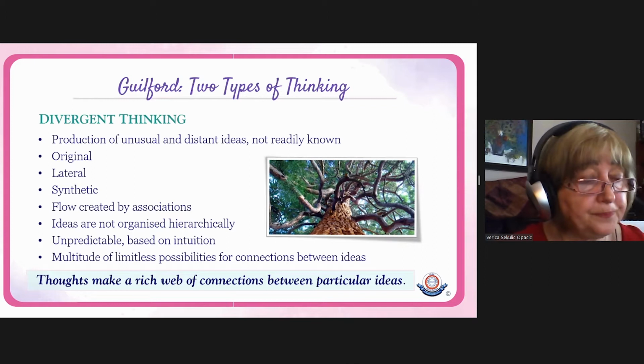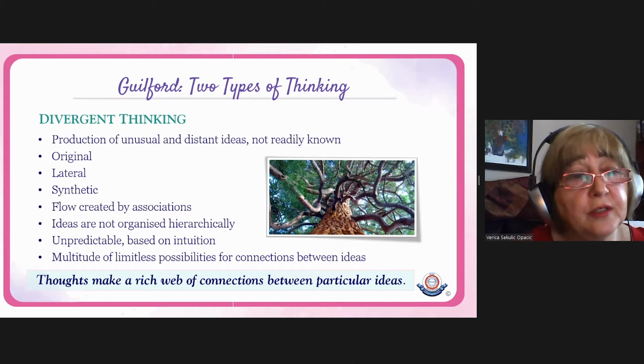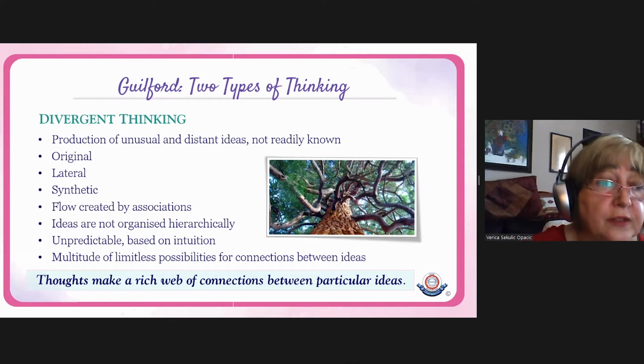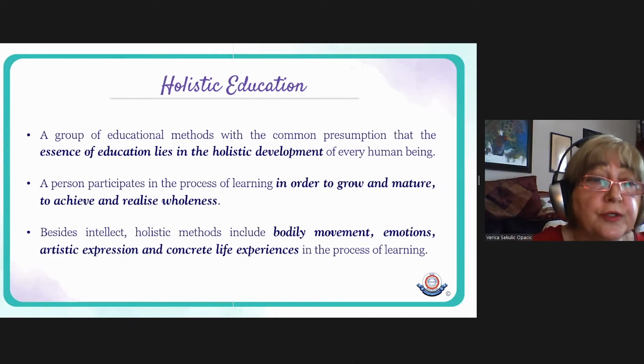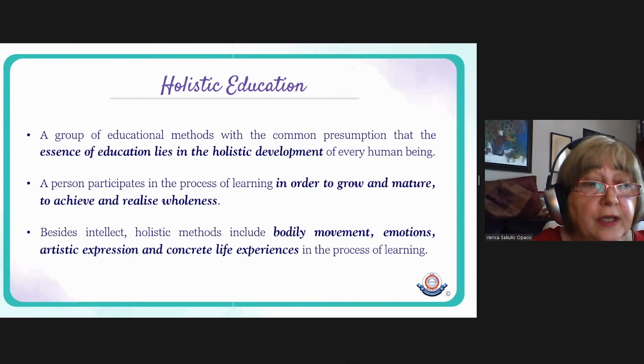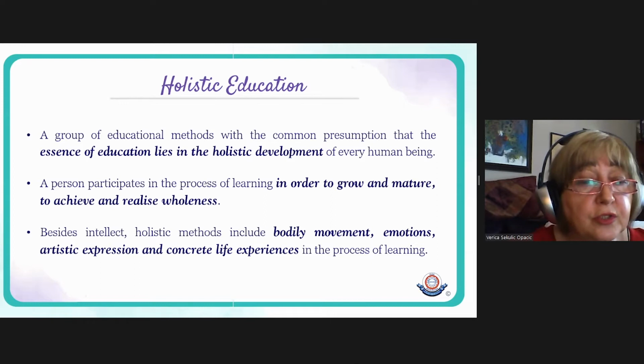Out of this distinction between divergent and convergent thinking, many theories appeared, and the whole field of holistic education was created, in which the basic presumption was that, first, the essence of education is not only in collecting some information, but also in developing, growing, maturing and achieving our wholeness. The other very important concept is that we do not use only our cognitive abilities to learn something, but we include bodily movement, emotions, artistic expression, and concrete life experiences in the process of learning.